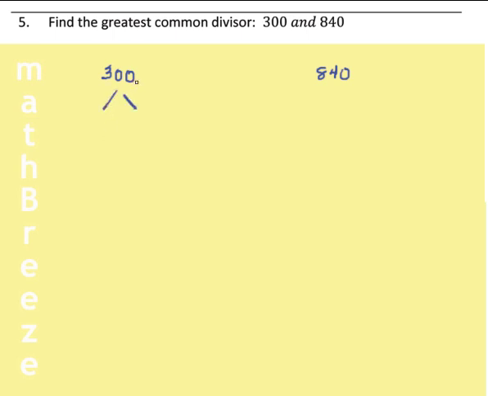All right, so 300 ends in 0, so 30 times 10 is one factorization, and let's keep going. Here we have 30 is 5 times 6, and 6 is 2 times 3. And 10 is 2 times 5. So now I think we're down to primes: 5, 2, 3, 2, 5.